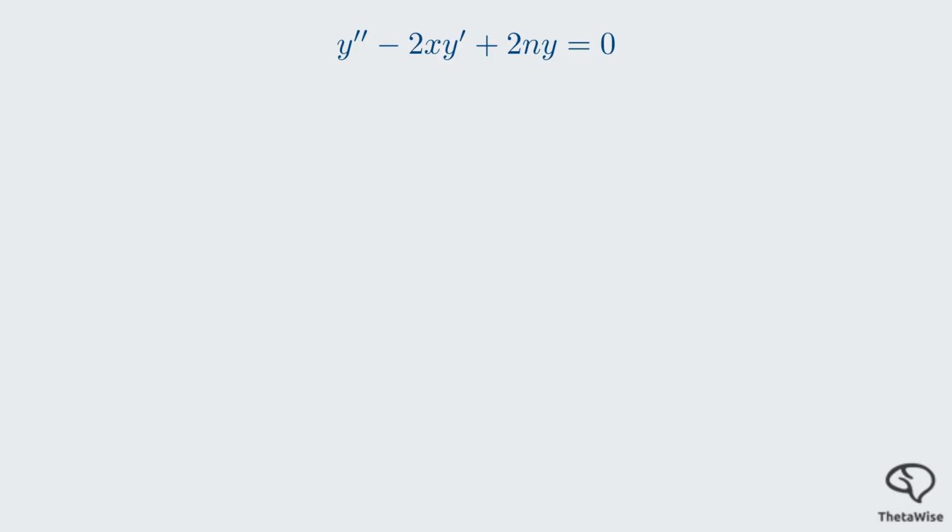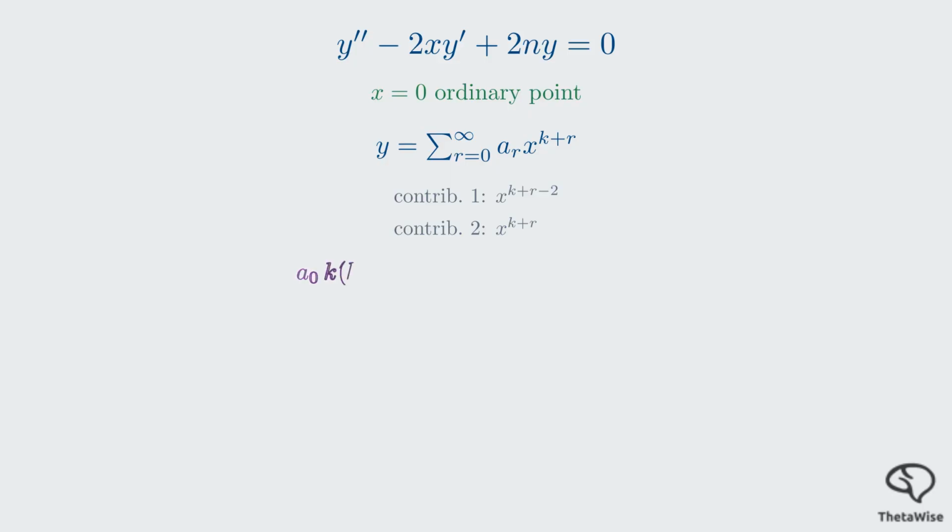Use y equal to the sum from r equals 0 to infinity of a sub r x to the power k plus r. Substitution gives a first contribution with x to the power k plus r minus 2, and a second contribution with x to the power k plus r. The lowest power produces a sub 0 times k times (k minus 1) equals 0, so k equals 0 or k equals 1. The next power gives a sub 1 times (k plus 1) times k equals 0.